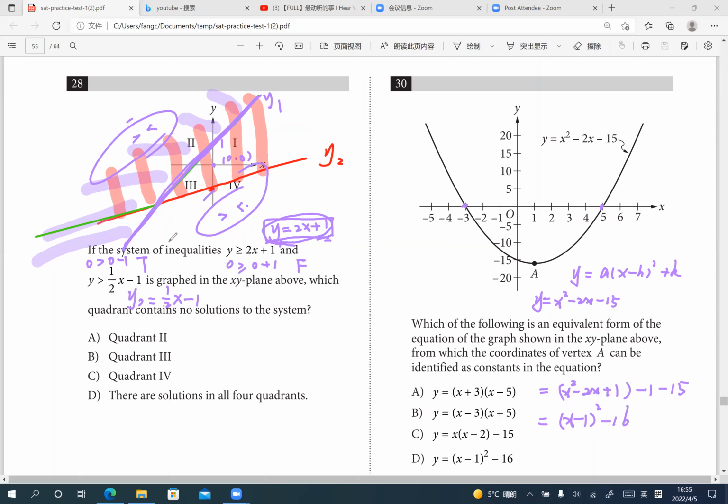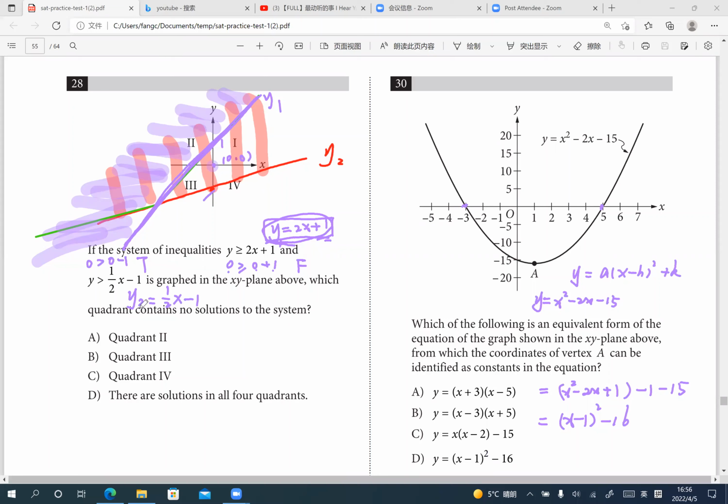After I plug in 0 and 0, we get 0 greater than or equal to 0 plus 1. This is a false statement. If after we plug in the point we get a false statement, then we should shade the area that doesn't include the point 0 and 0. So that's why I shaded in purple, that's why I shaded here. So it's left, or we can say above, because this half doesn't include the point 0 and 0.